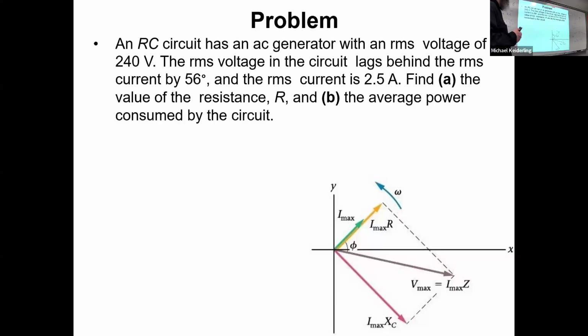And here we have an RC circuit. It has an AC generator with a root mean square voltage of 240 volts. The root mean square voltage in the circuit lags behind the root mean square current by 56 degrees. Remember, cosine of that lag angle equals resistance over Z. And the root mean square current is 2.5 amps. Find the value of the resistance R and the average power consumed by the circuit.